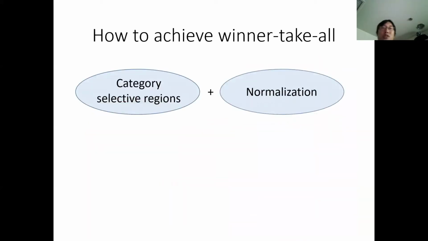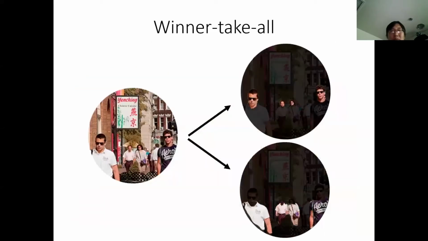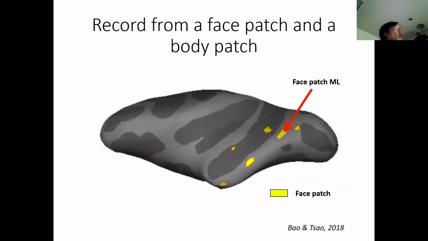What I will show you is that if we have two gradients, category selective region and normalization, they give you a winner-take-all circuit. In other words, we can achieve this goal, breaking the cluttered scene into parallel channels. Now you know the punchline, let me explain the evidence for this. We recorded from two category selective regions, a face patch and a body patch.